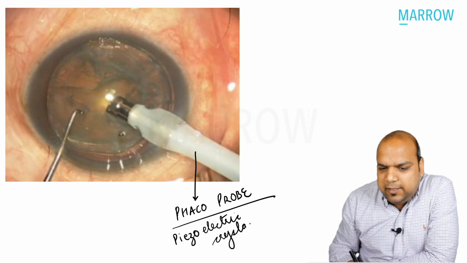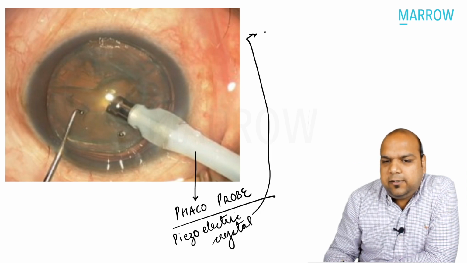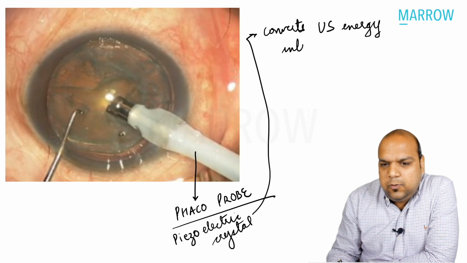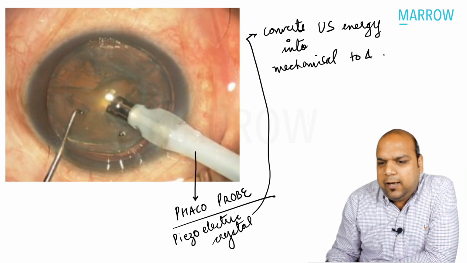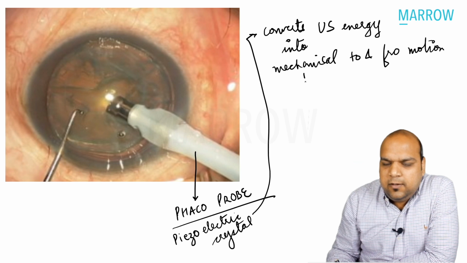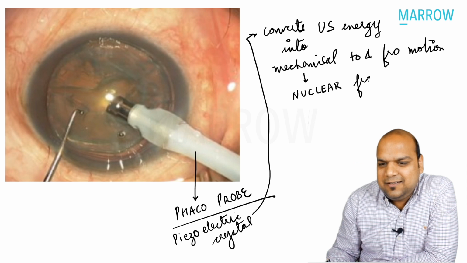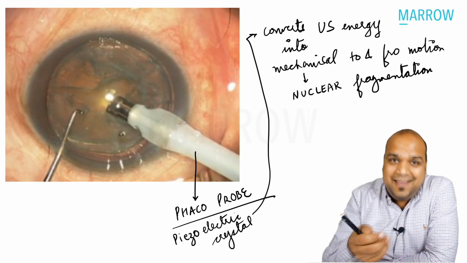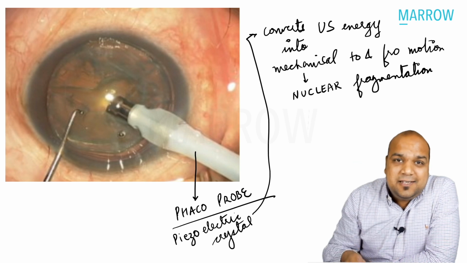What does the piezoelectric crystal do? Piezoelectric crystal converts ultrasonic energy into mechanical to and fro motion, which helps in nuclear fragmentation. So first we need to break down the nucleus into small pieces, and then we will irrigate and aspirate everybody.